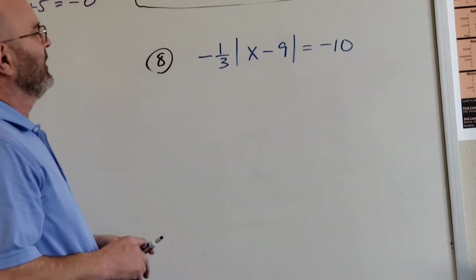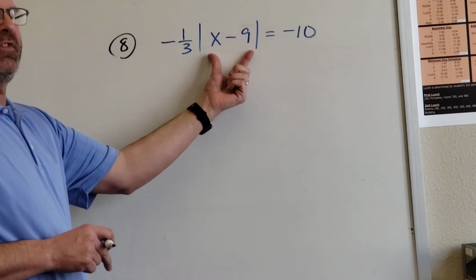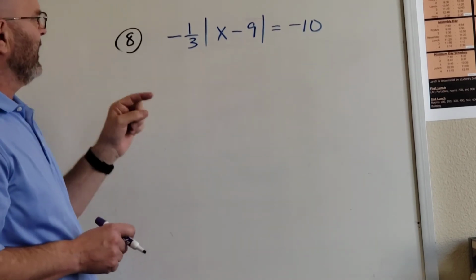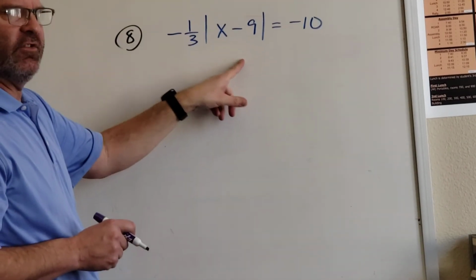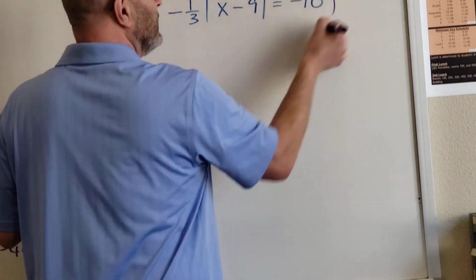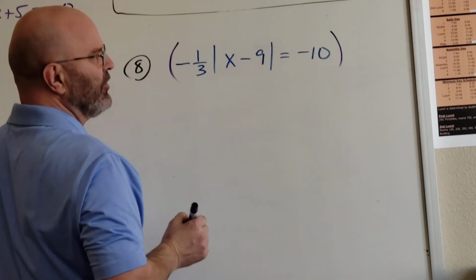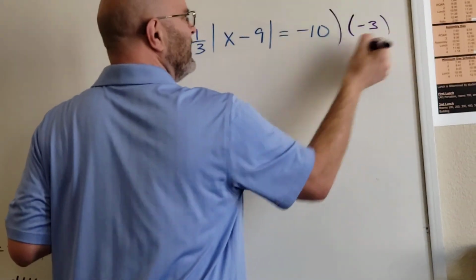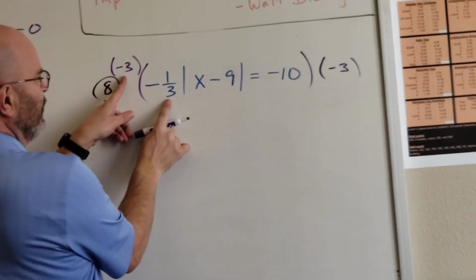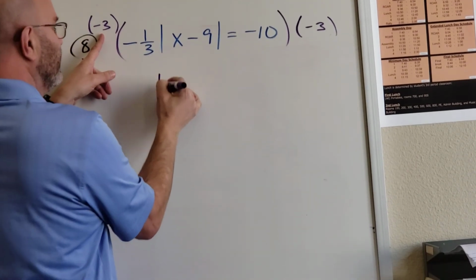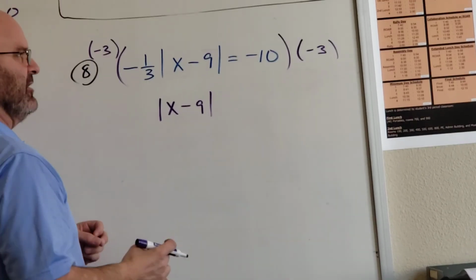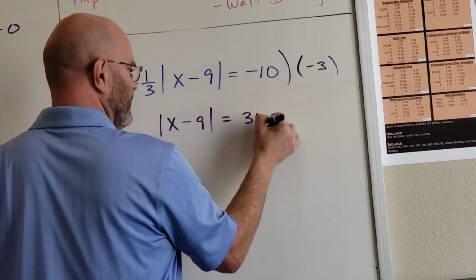All right. We need to get the absolute value portion of this equation by itself. And so to get that by itself, a lot of students think divide by a fraction, divide by -1/3. And that is true, but there's a better way to think about it. Instead of dividing by -1/3, let's think multiply by -3. If I multiply by -3, these two multiply together to give us 1, which gives us our absolute value of x minus 9 by itself, and that's very neat and clean. The number on the right is 30.